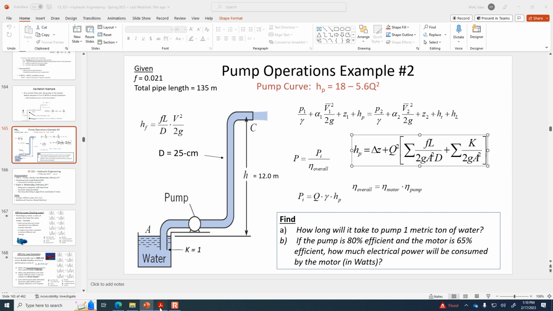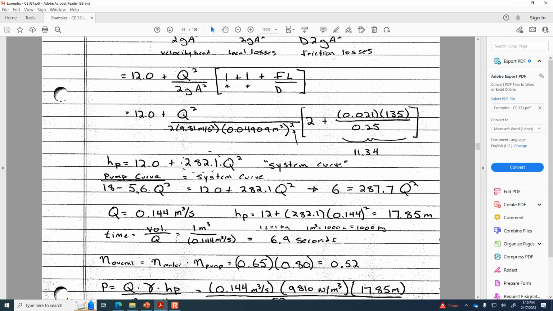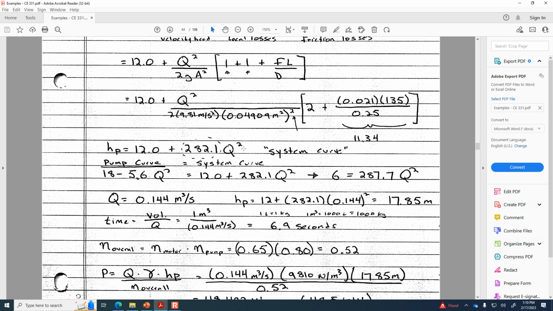So if we go back to that calculation, what we did was determined the system curve and set it equal to the pump curve and solved for the operating point, which was 0.144 cubic meters per second. And then we substitute that flow rate into either one of the equations for H sub P. We could substitute that into either the system curve or the pump curve.